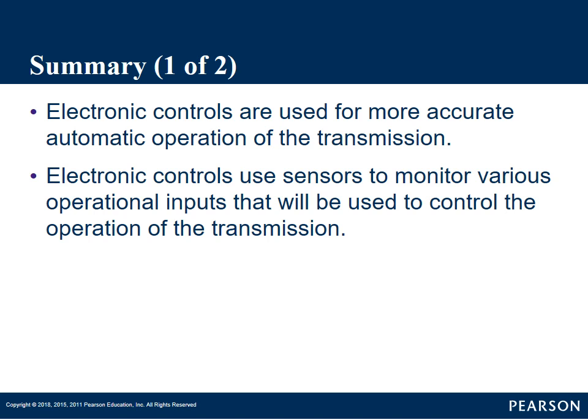So that if a clutch pack starts to get a little wear in it, we can increase the pressure so it doesn't slip as much when it's going into gear. So we can get more age out of our transmissions. And we're using sensors to monitor our different inputs from our engines and our transmissions to control the operation of that transmission.